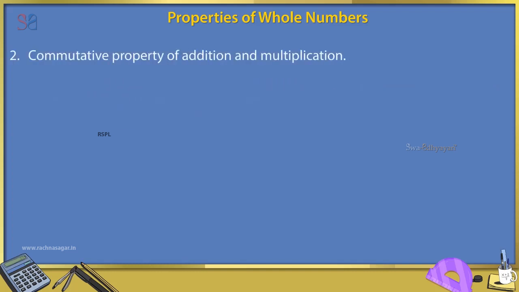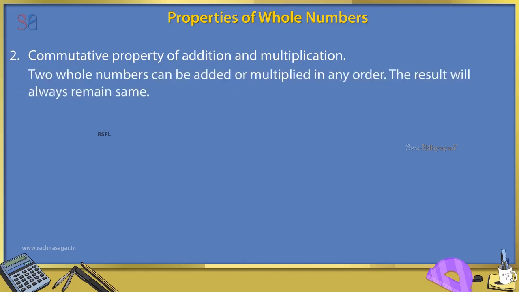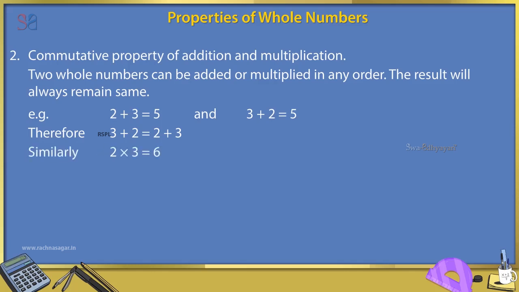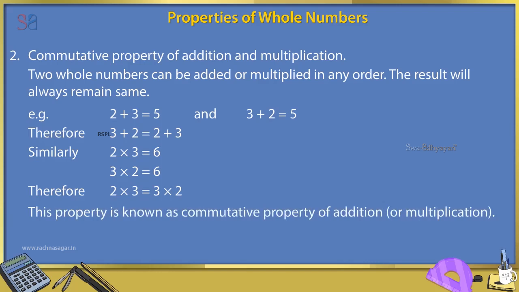2. Commutative property of addition and multiplication. Two whole numbers can be added or multiplied in any order. The result will always remain the same. Example, 2 plus 3 is equal to 5 and 3 plus 2 is equal to 5. Therefore, 3 plus 2 is equal to 2 plus 3. Similarly, 2 into 3 is equal to 6, 3 into 2 is equal to 6. Therefore, 2 into 3 is equal to 3 into 2. This property is known as commutative property of addition or multiplication.